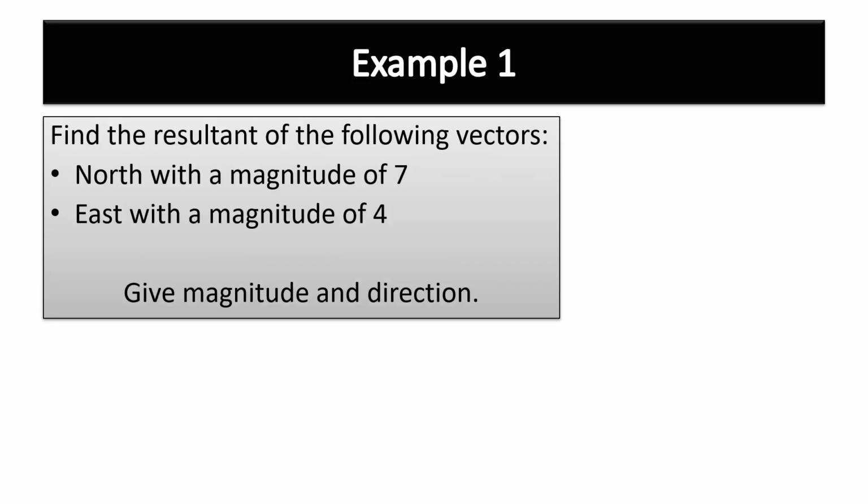So it says find the resultant of the following vectors: north with a magnitude of 7 and east with a magnitude of 4. So let's start by drawing a picture. A good place to start in physics is to always draw a picture. Okay, so north is just like this. North is going up. We know that, right?